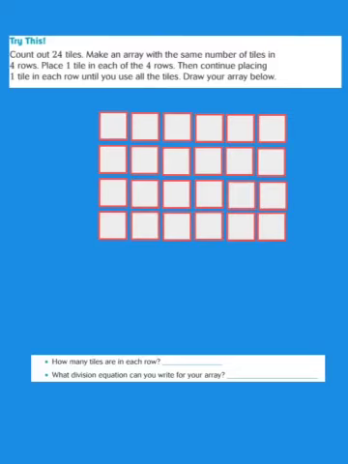So now let's count how many tiles were in each row. We have 1, 2, 3, 4, 5, 6. So there are 6 tiles in each row. We can use that to write a division equation for this array. Our division equation would then read 24 tiles divided into 4 equal rows would have 6 tiles in each row.